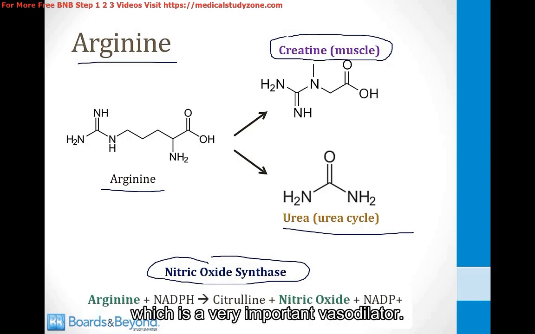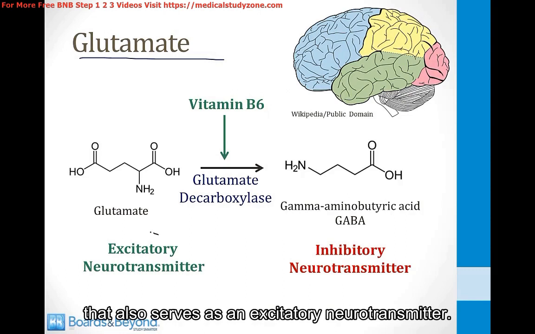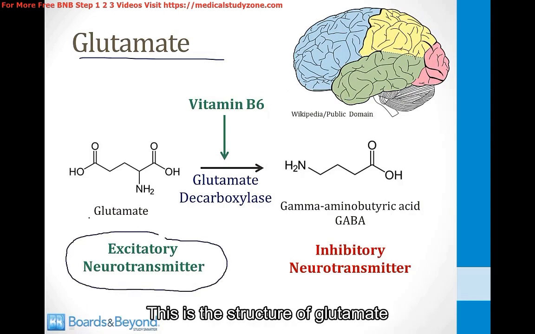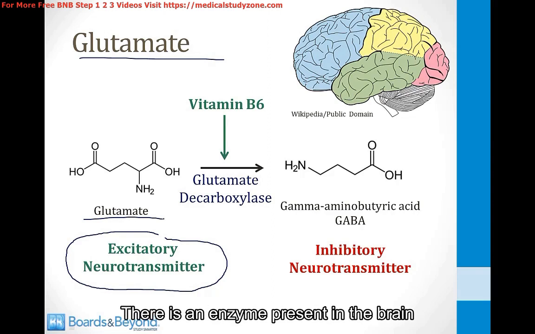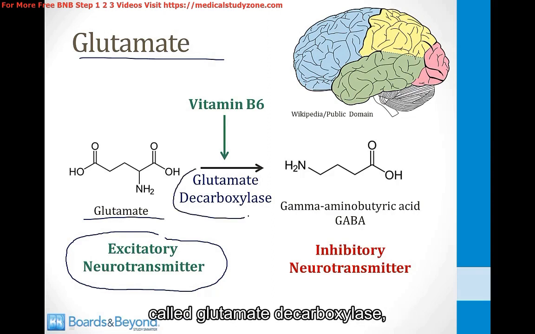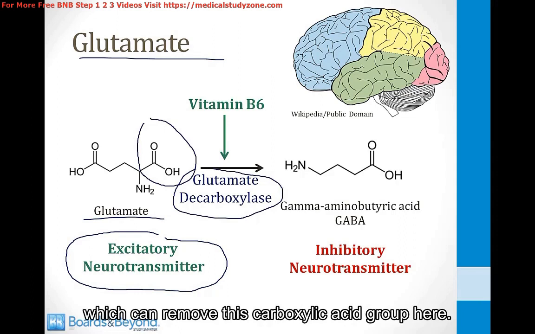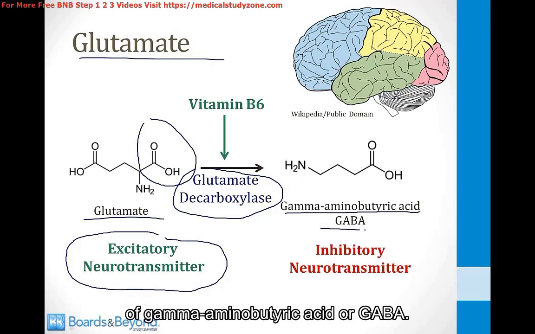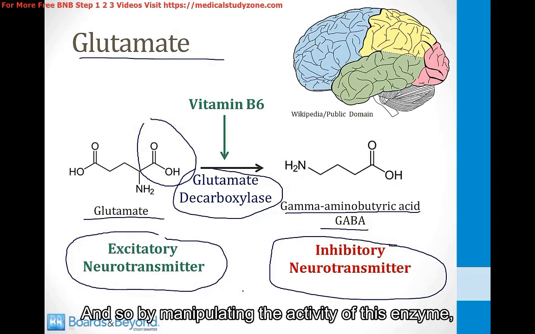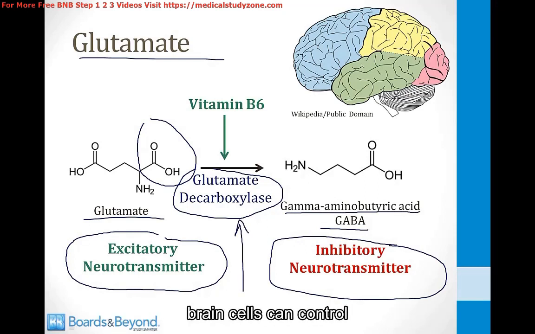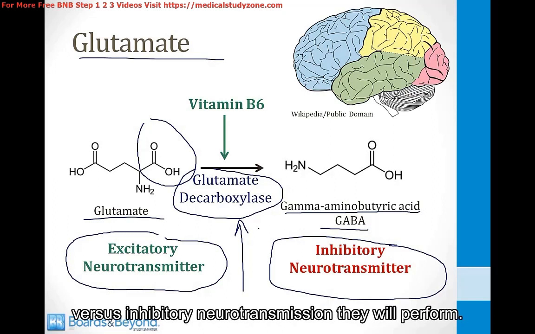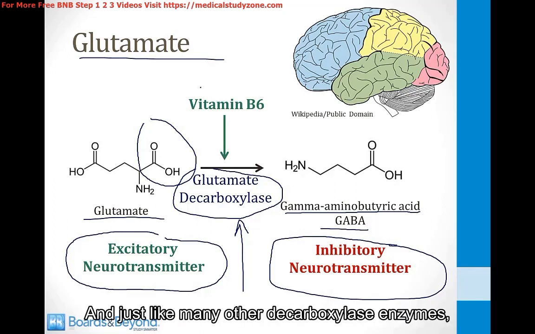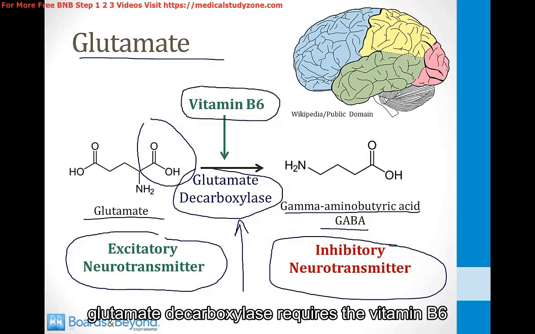Glutamate is an amino acid that also serves as an excitatory neurotransmitter. This is the structure of glutamate on the left side of the screen here. There is an enzyme present in the brain called glutamate decarboxylase, which can remove this carboxylic acid group here. And once that is removed, you now have a molecule of gamma-aminobutyric acid, or GABA. GABA, in contrast to glutamate, is an inhibitory neurotransmitter, and so by manipulating the activity of this enzyme, brain cells can control how much excitatory neurotransmission versus inhibitory neurotransmission they will perform. And just like many other decarboxylase enzymes, glutamate decarboxylase requires vitamin B6 as a cofactor.